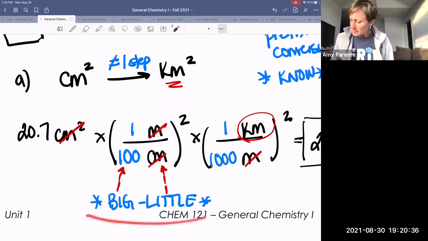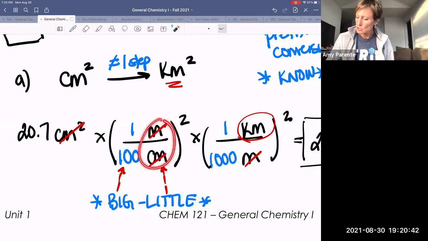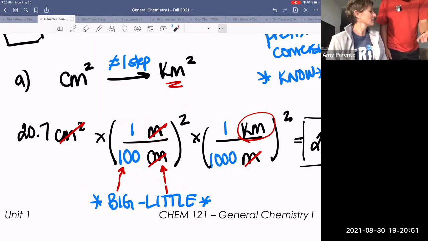So we talked about this last time. We've got this big little relationship. You're always going to have 2 units and 2 values. So what you're going to have is the bigger unit.